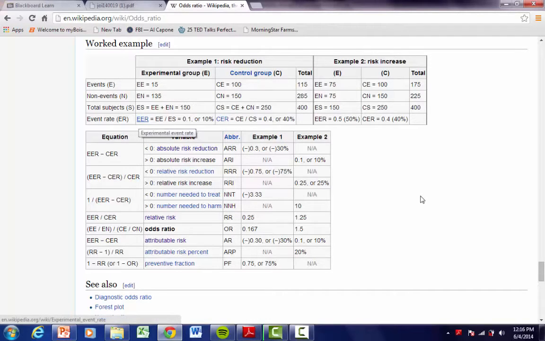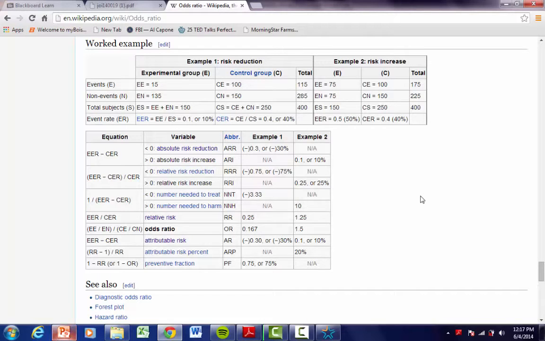So E, experimental event rate, and C, control event rate. Now we're focusing on odds ratios. So do you see how odds ratio was highlighted down here? And it says the way I actually do the math for an odds ratio is take the EE, so I'd come up here and do 15, divided by the EN, divided by the people who didn't have the event, and then I mathematically divide that by the number of events in the control group compared to the number of non-events in the control group. So if you like the math piece, you've got how to do the math here.